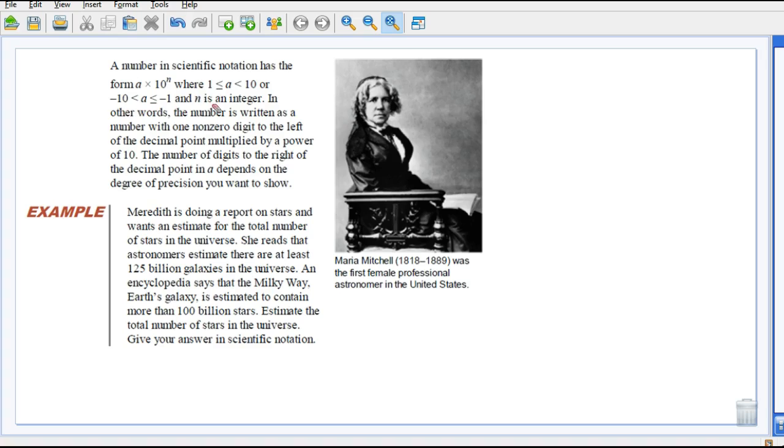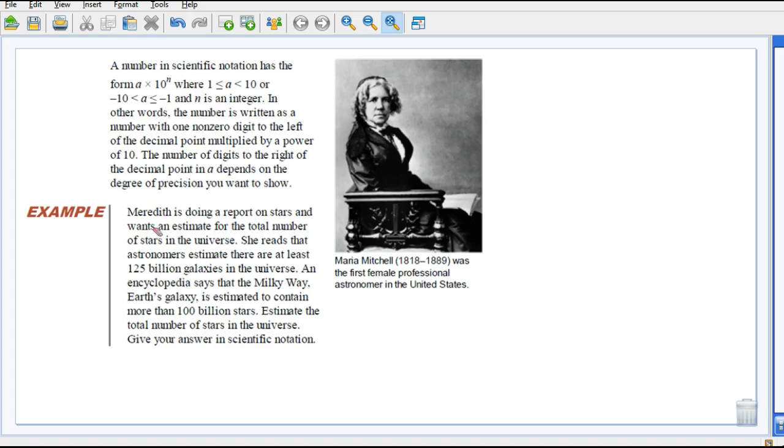Okay? And n is an integer. Integers, again, are just the positive and negative whole numbers. Right? Negative 5, 100, 3, negative 72. Alright? In other words, the number is written as a number with one non-zero digit to the left of the decimal point multiplied by a power of 10. The number of digits to the right of the decimal point in a depends on the degree of precision you want to show. Alright, so here's an example.